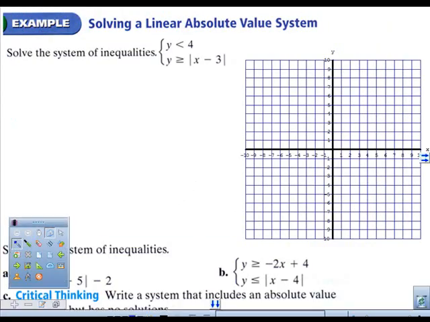Alright, same situation here. We need to graph the system. Now, if we're going to graph y is less than 4, that means we are going to be at positive 4 on the y-axis. There's no equal line here, so you know our line is going to be dotted. So we're going to have a dotted horizontal line going across right here. Now, if y is less than 4, that means we are going to shade below the line.